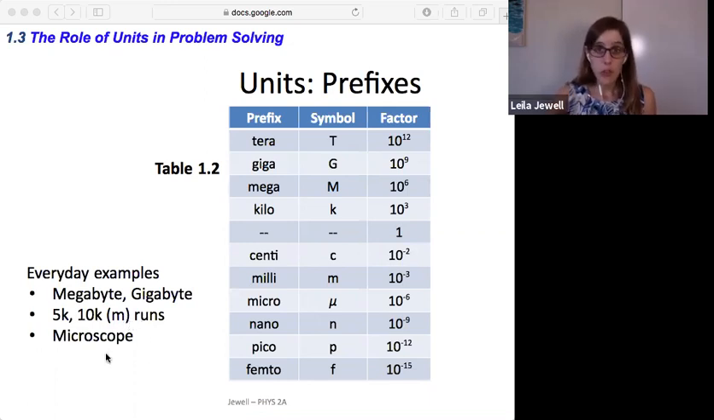Our microscope is looking at things that are on the micro scale, so they're micrometer length. They're really, really small. We'll also use centimeter or millimeter quite a bit. Note centimeter is a factor of 100. There's 100 centimeters in 1 meter. Millimeter is where it's 1,000 millimeters in 1 meter.